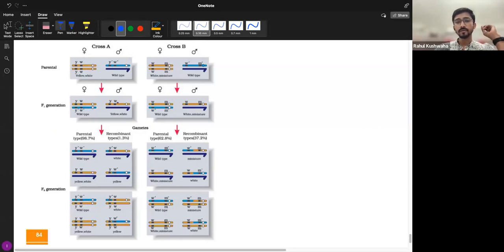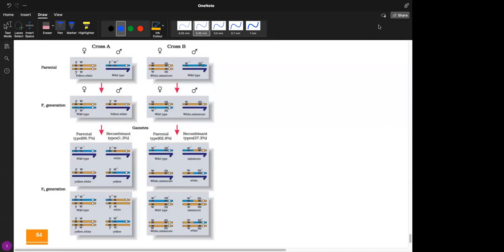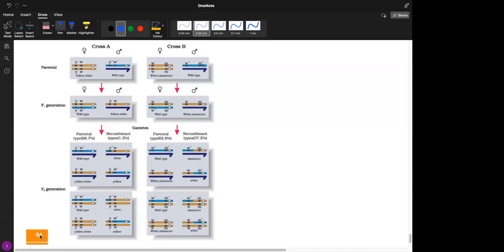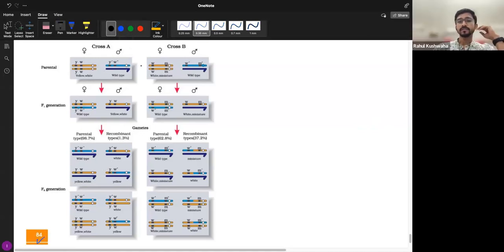Why is no one speaking? Everyone found this figure or not? I'm waiting. Yes, found it, sir. Okay, what is the page number? 84. Okay, 84, perfect. Now look at this figure. Do you understand anything?